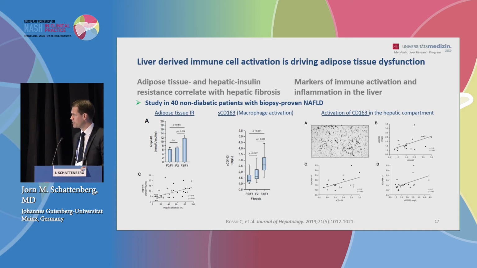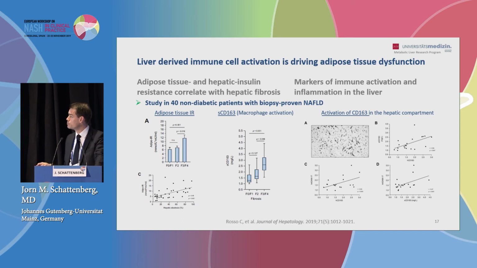I like this study because it dissects the adipose tissue and the liver compartment and studies insulin resistance and asks the question, how much immune activation do we actually see in the liver? And one theory could be that immune cells that are activated in the liver go somewhere else and do something bad, for example, in the endothelium.